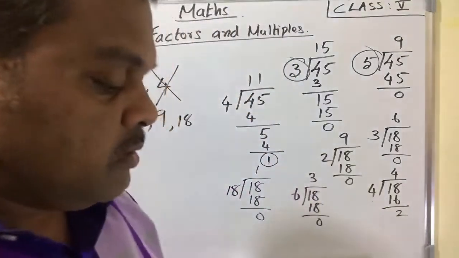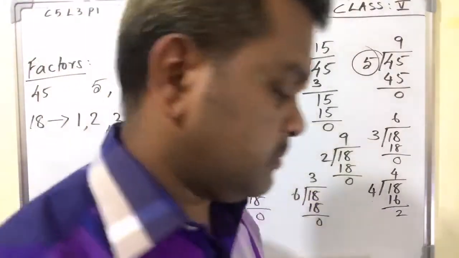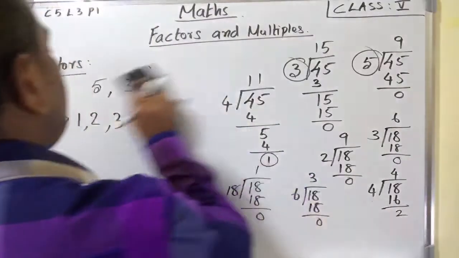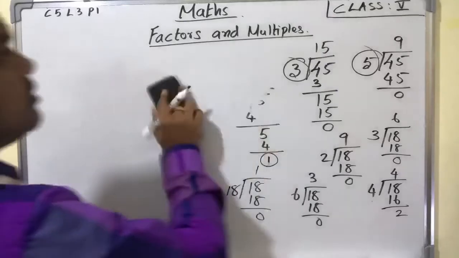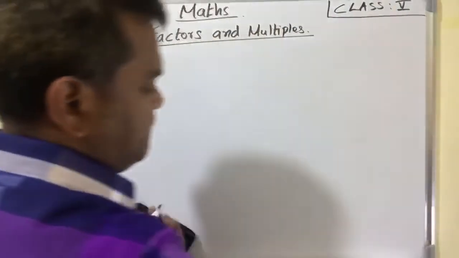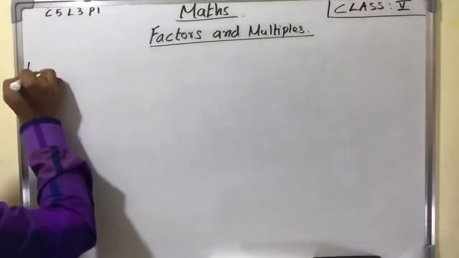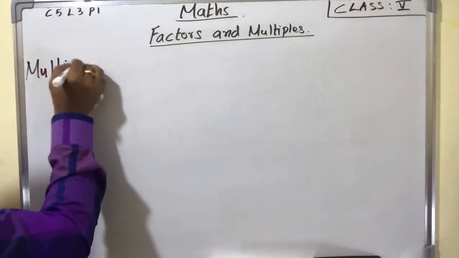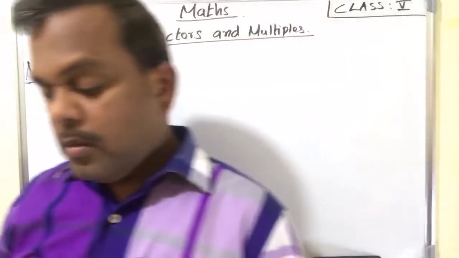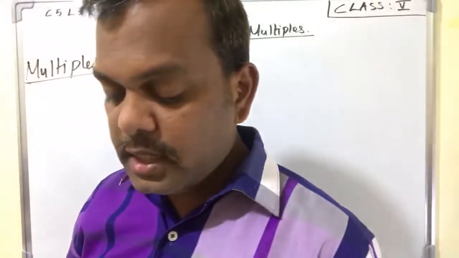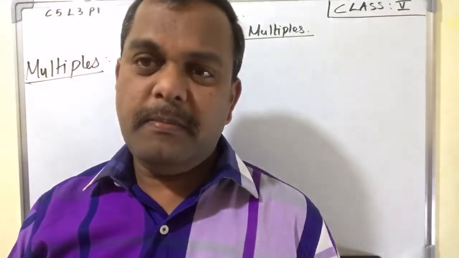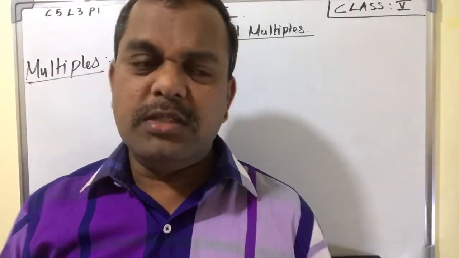Next, multiples. What is a multiple? A multiple of a number is exactly divisible by the number. How to say exactly divisible by the number?